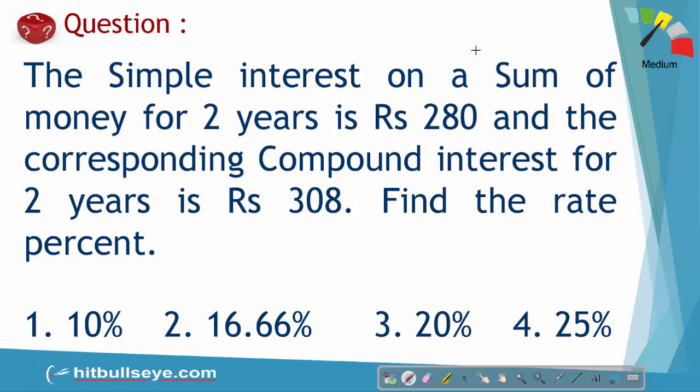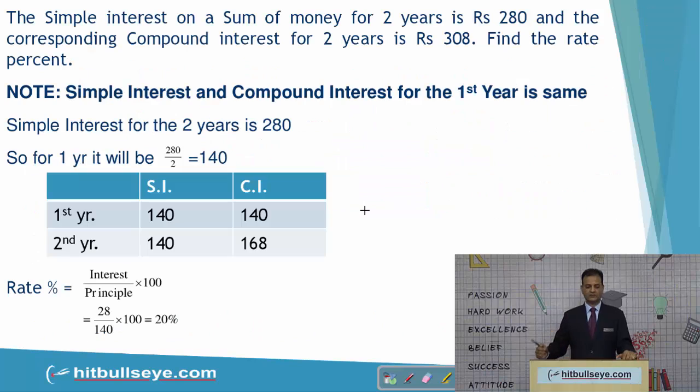Simple interest on a sum of money for 2 years is rupees 280, and the corresponding compound interest is rupees 308. Find the rate percent. As we know, simple interest for 2 years is 280, so for 1 year it will be 140. Now we will see the solution.